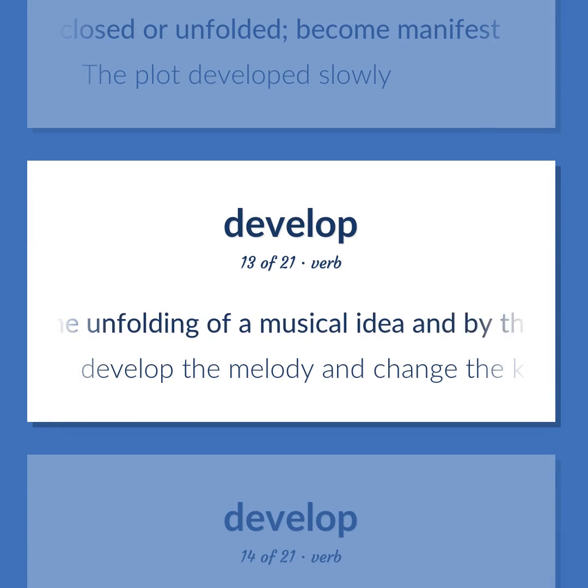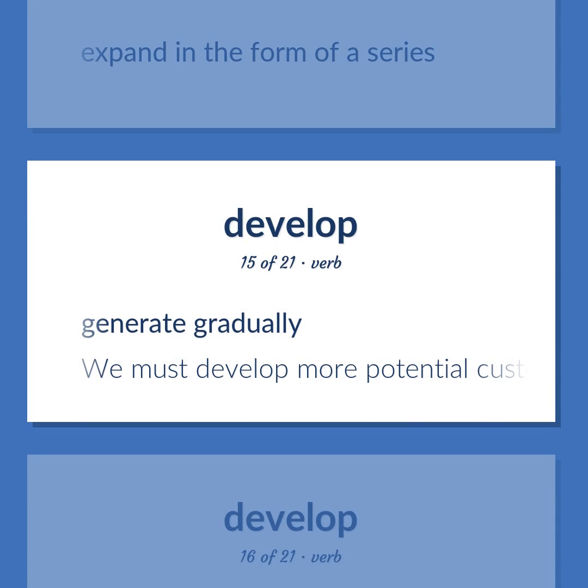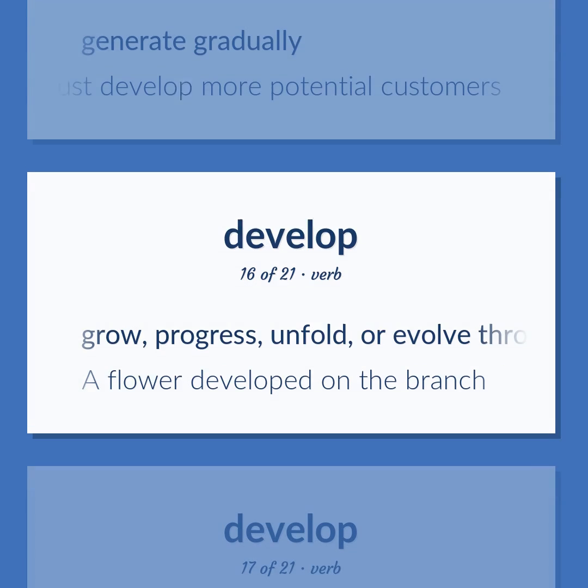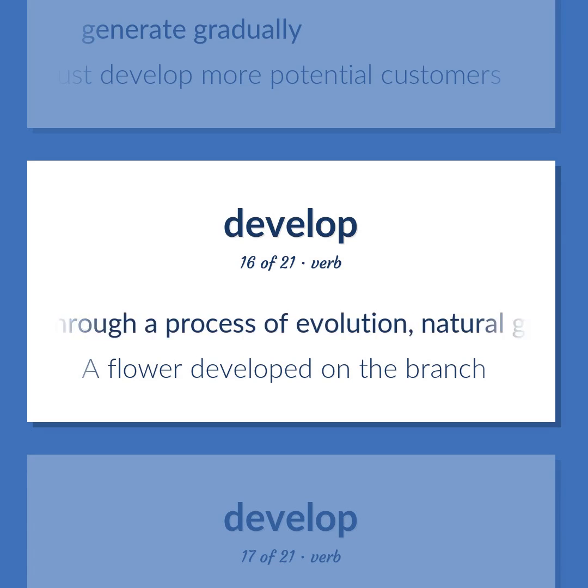Elaborate by the unfolding of a musical idea and by the working out of the rhythmic and harmonic changes in the theme. Develop the melody and change the key. Expand in the form of a series. Generate gradually. We must develop more potential customers. Grow, progress, unfold, or evolve through a process of evolution, natural growth, differentiation, or a conducive environment. A flower developed on the branch.